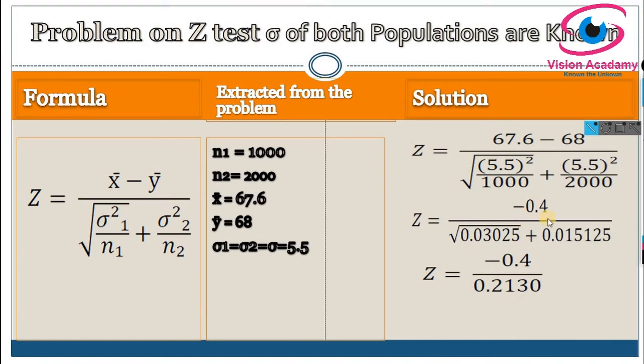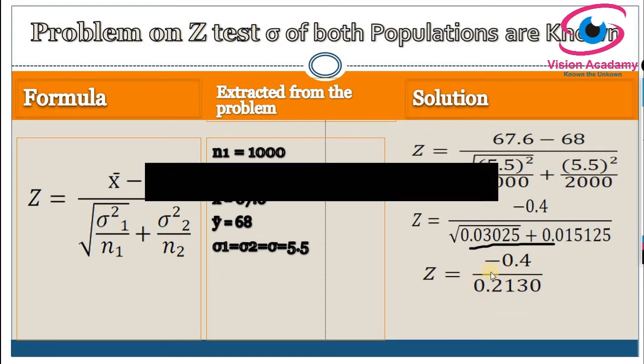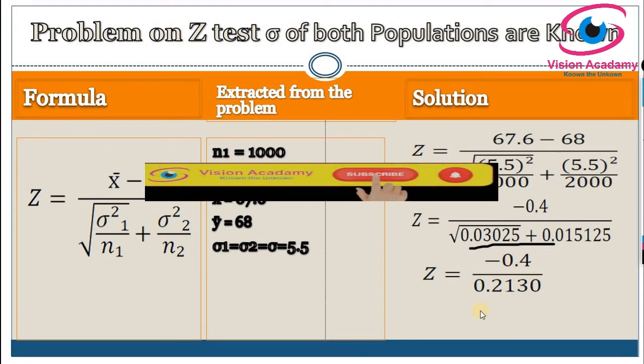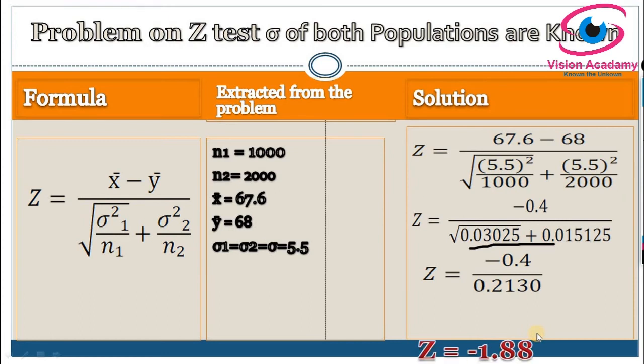Still we can simplify this for better understanding. So with minus 0.4, I have added these two values first, and I have taken the root of the added value. So Z is equal to minus 0.4 divided by 0.2130. Now if I divide minus 0.4 by 0.2130, I will get the Z tested value as minus 1.88.